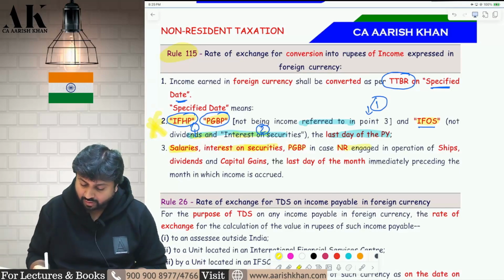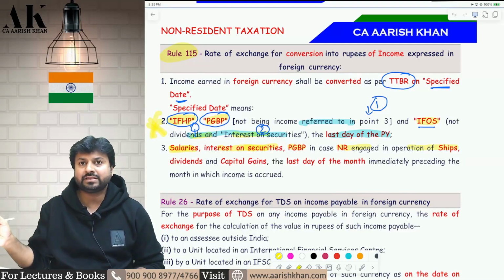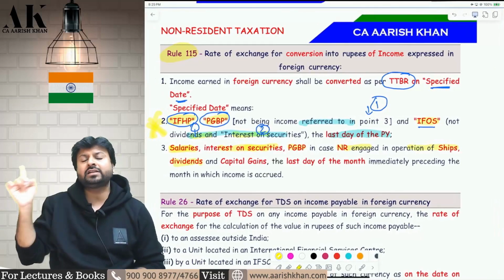For PGBP, in case of a non-resident engaged in operation of ships, like 44B PGBP, for that you will take the last day of the preceding month. For all other PGBP, you will take the last day of the financial year. For dividend, you will take the last day of the previous month.